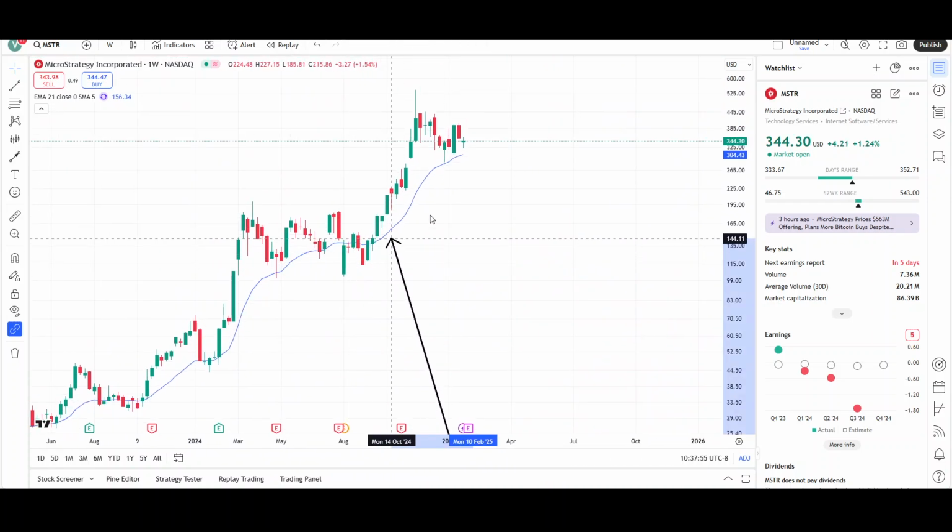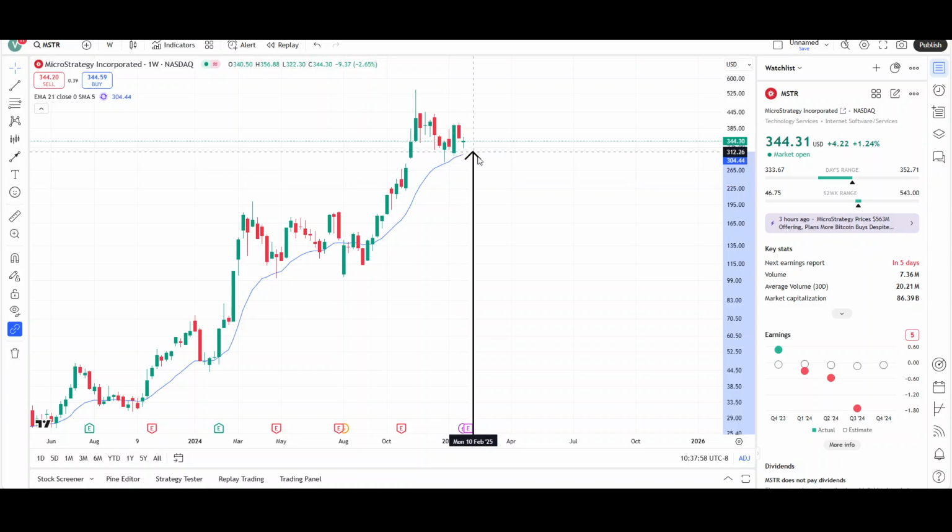As of right now, we haven't seen a break of this blue line. So that could be in the cards of occurring in the future. So maybe a break of this blue line, the EMA.